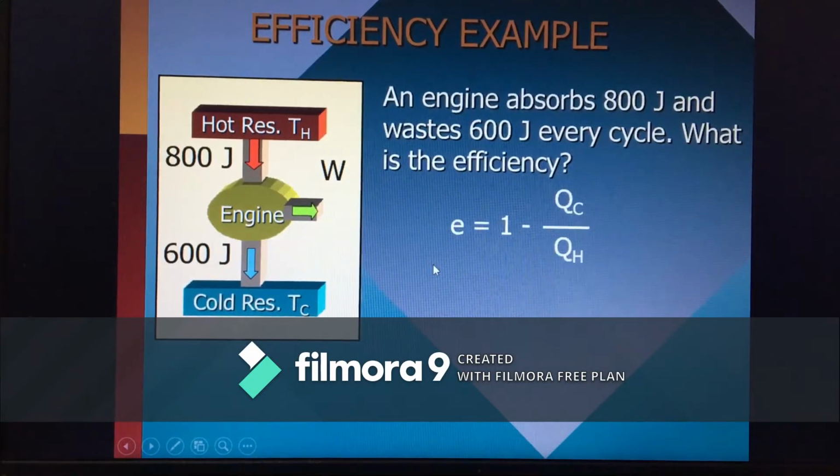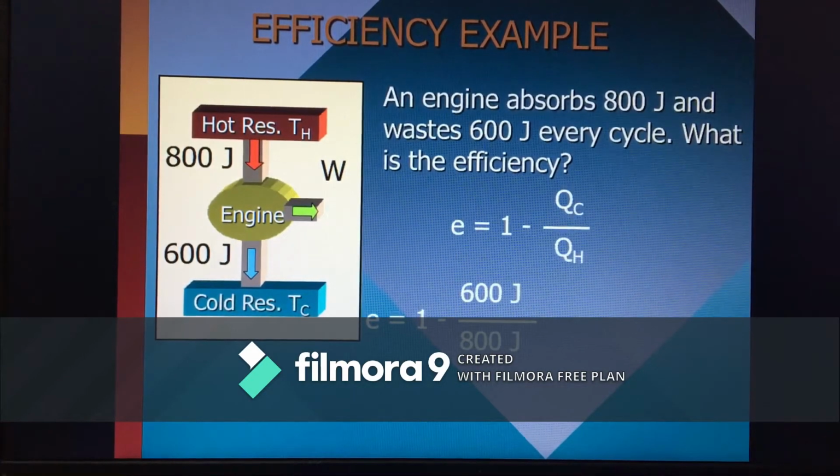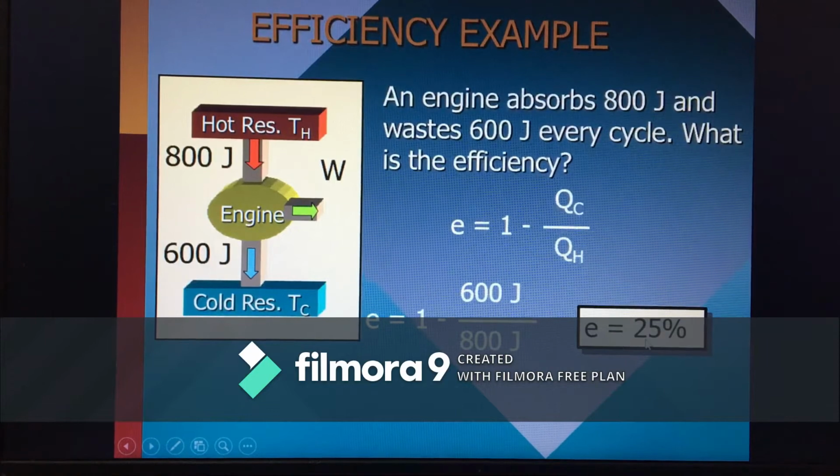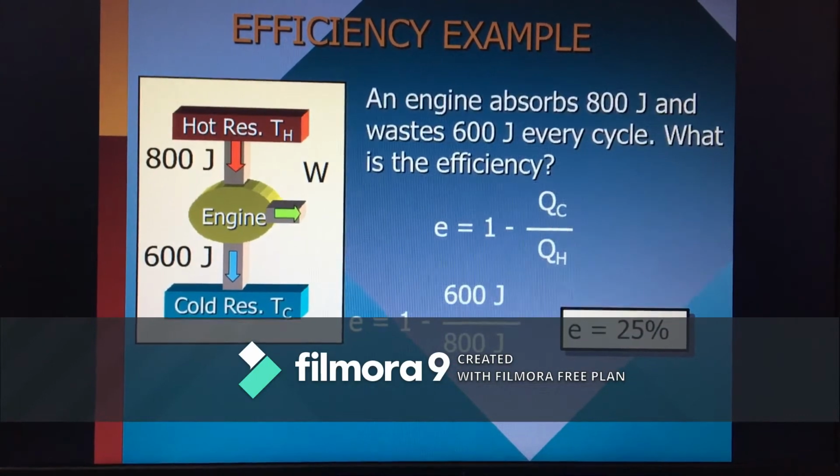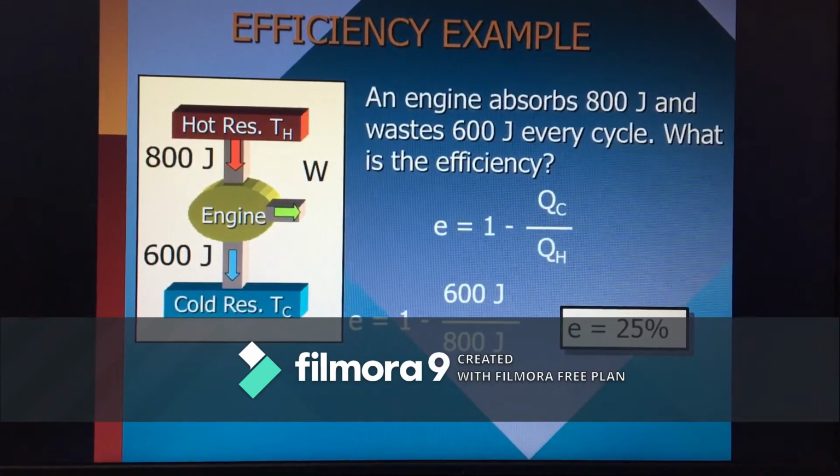Okay, ito yung illustration, and we are asked the efficiency of the heat engine. So from the formula, yung QC is the cold, that is yung lumabas, right? So 600, ito yung pumasok, ito yung QH, which is 800. So therefore, efficiency is equal to 25%. Any question, class? If no question, let's proceed.